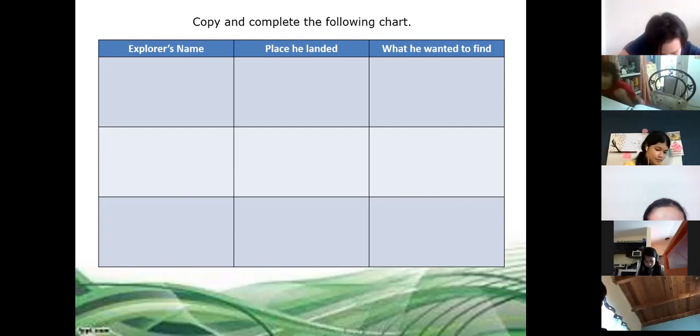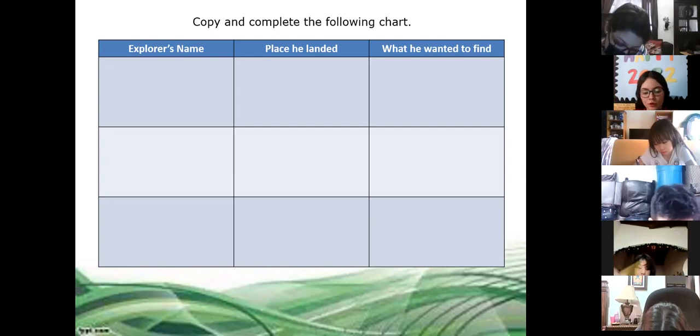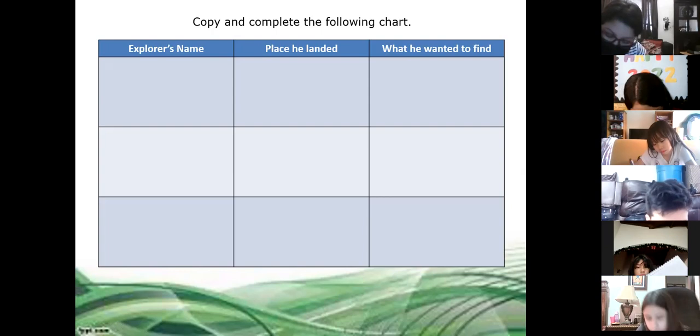Draw? Yes. Once you finish copying the information, you can draw. Yes. If we have time, if you want to decorate it, it's okay.